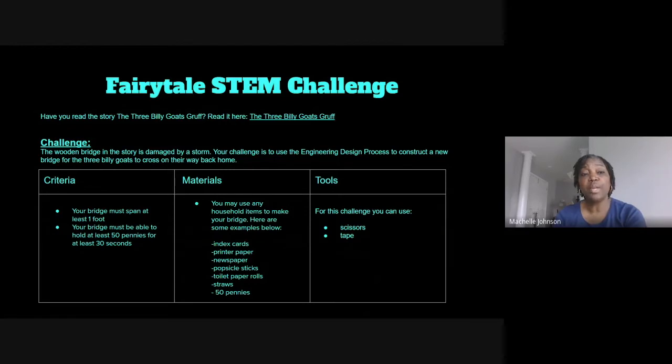You're going to be using very simple materials in your design. Anything you have around the house, such as index cards, printer paper, newspaper, popsicle sticks, toilet paper rolls, straw, or anything that you can find. You can also use scissors and tape. You must have your bridge at least 1 foot long, and your bridge must be able to support at least 50 pennies for 30 seconds.